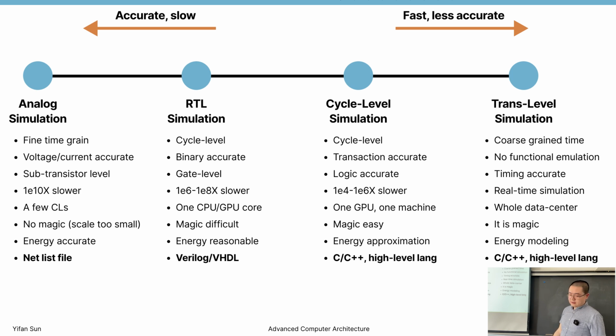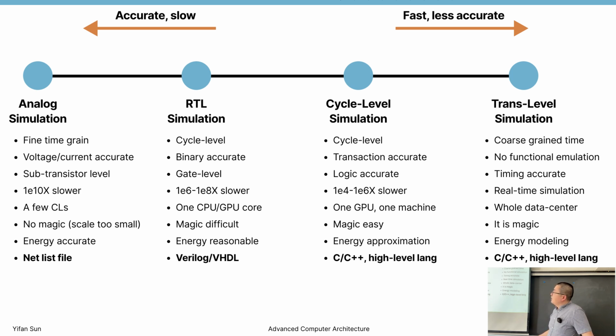Okay, then the input. For analog simulation, we typically use a netlist input. A netlist you can consider a graph representation that says, okay, this point connects to this point, here is a transistor, and you describe these types of things. Then for RTL simulation, we provide Verilog or VHDL, or it can be converted back to a netlist, and we still simulate at the netlist level.